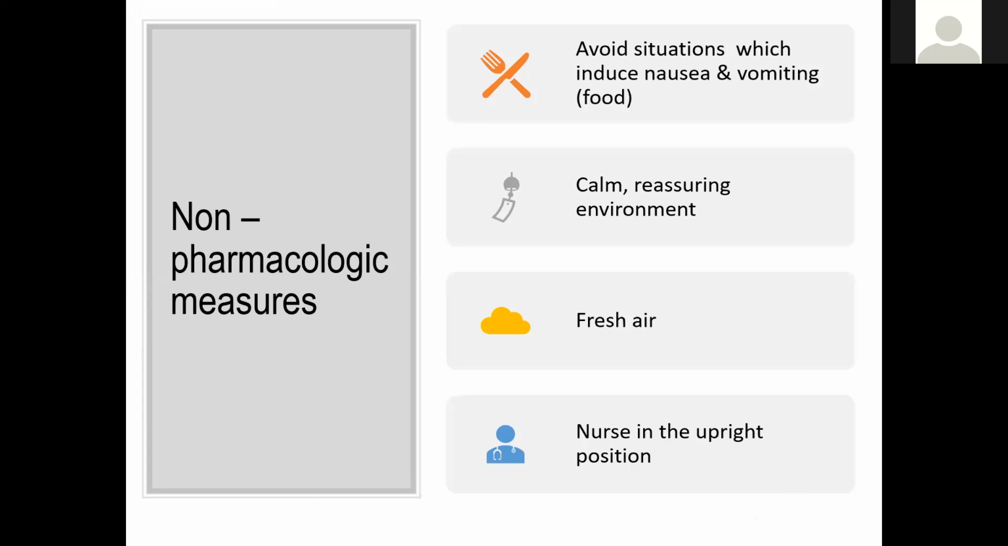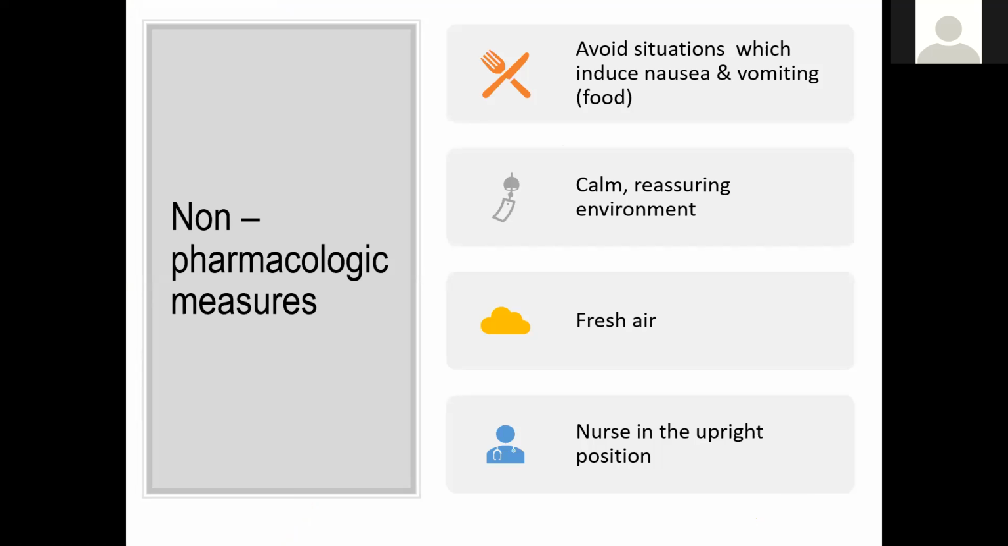What would be the non-pharmacological measures that we can tell the patients? Very simple ones. Avoid situations which induce nausea and vomiting. Very often, which I have seen, patients will be given a lot of protein supplements or many drinks so that they improve their general condition, and that itself will induce nausea and vomiting for them.